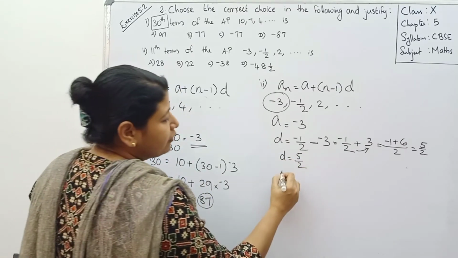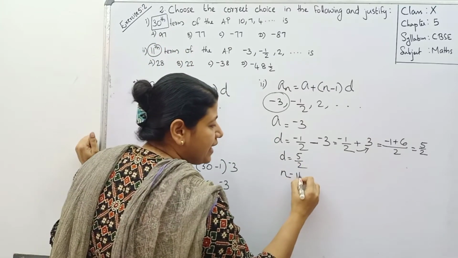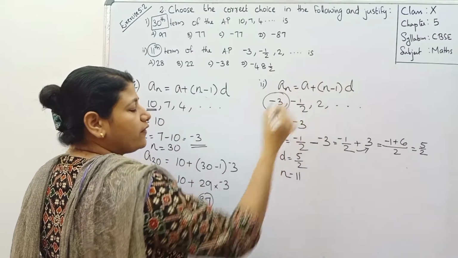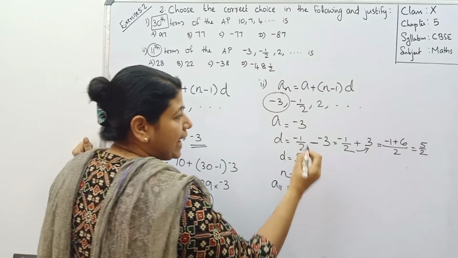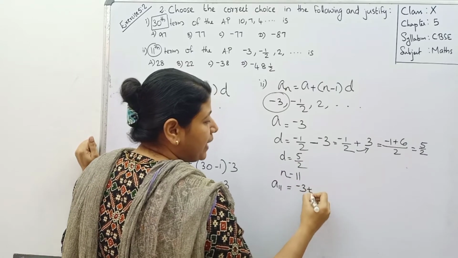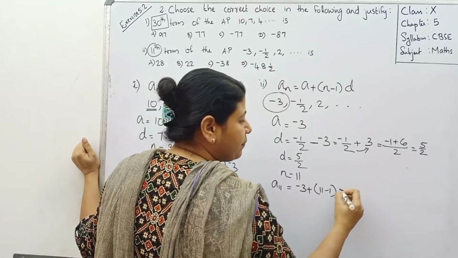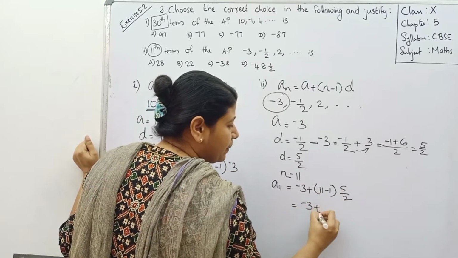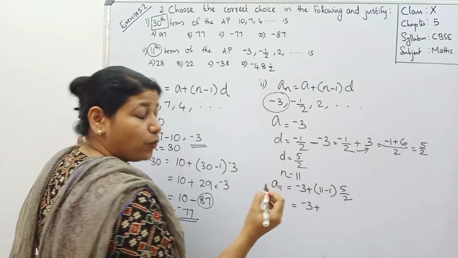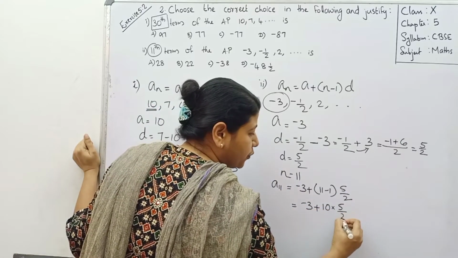Now we have to find out the 11th term, isn't it? So our n is 11. Now we can substitute all the values in this. We have to find out a11, the 11th term. a is negative 3 plus n minus 1, that is 11 minus 1, into the common difference 5 by 2. That is negative 3 plus 11 minus 1 is 10, into 5 by 2.